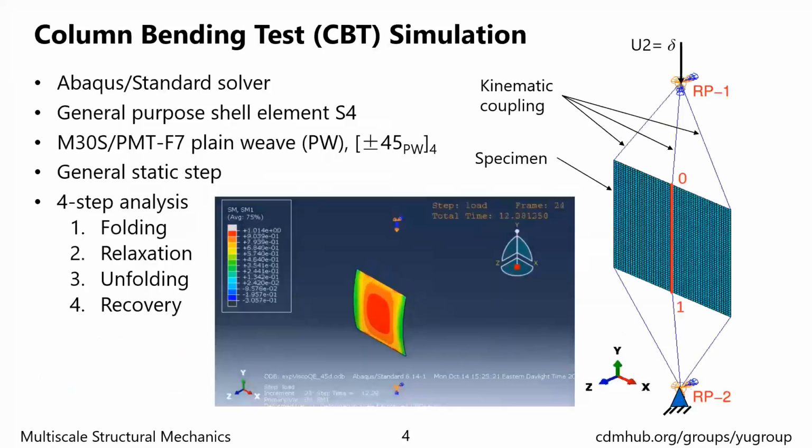First is the CBT simulation. In this simulation, we use 4-noded shell element to represent the specimen, kinematic coupling for the loading arms, and the reference point for the loading head. The specimen has 4 plies of ±45 degree plain weave composite. General static step is used on all of the 4 simulation steps, which are the folding, relaxation, unfolding, and recovery.